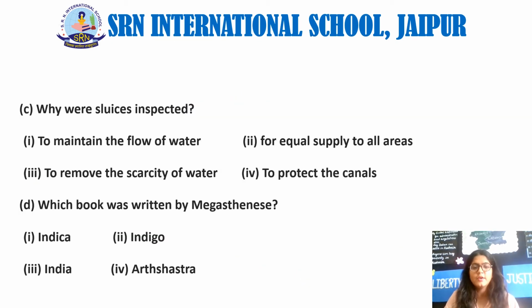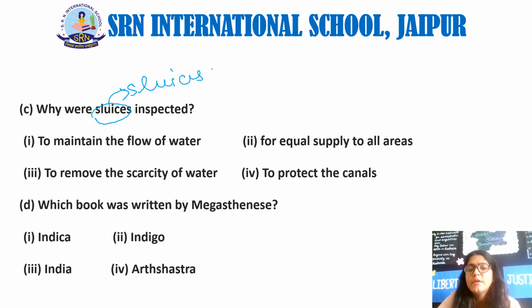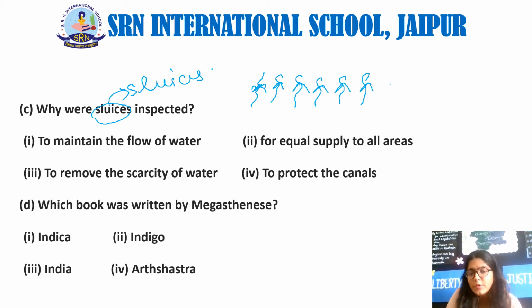The next question is related to why the sluices were inspected. Before that, let me tell you what sluices are. Imagine this is a canal. A canal, we know, is an artificial water channel. This is the canal and the water is flowing in this direction. Then to protect against the water overflowing into the cities or the area, what we basically do is form a border here, and in this border there are gates like this. These are the channels, or these are the gates. Now these are the doors.